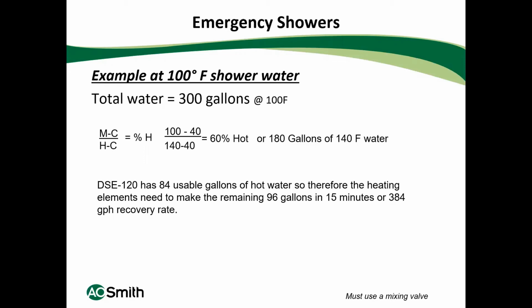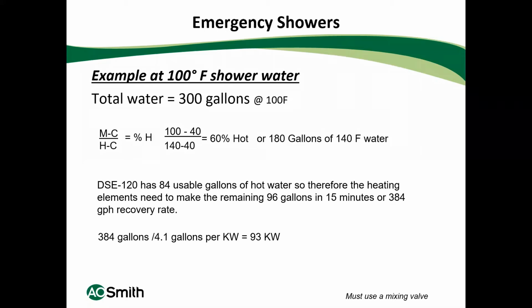So the DSC has still the 84 usable gallons of hot water. So therefore the heating elements need to make up 96 gallons in 15 minutes, or 384 gallons per hour recovery rate. That would be 93 kilowatts of power. So that's a lot to ask on a facility.